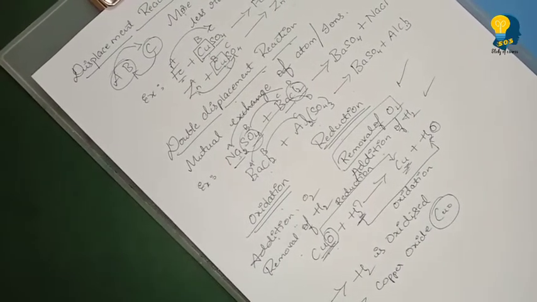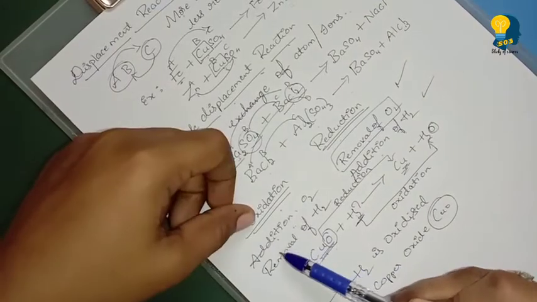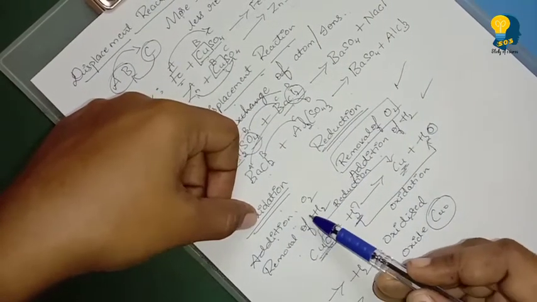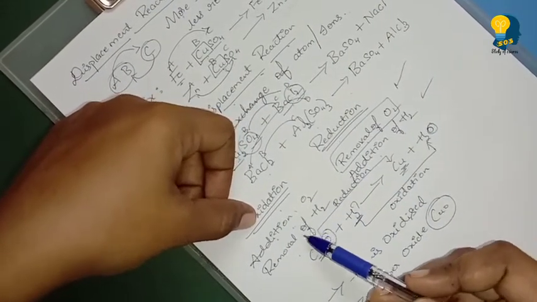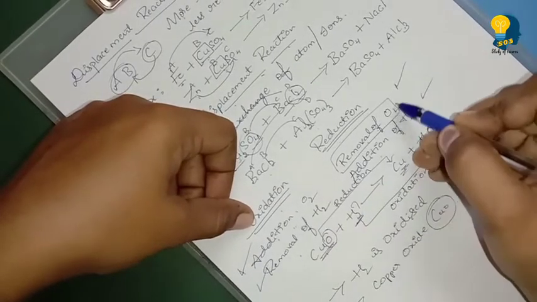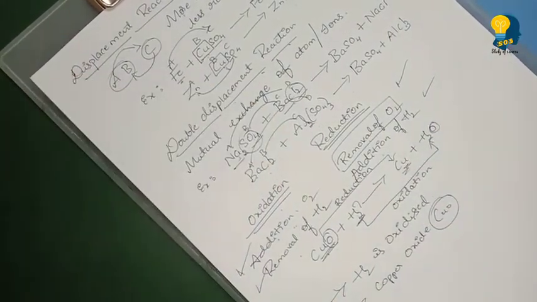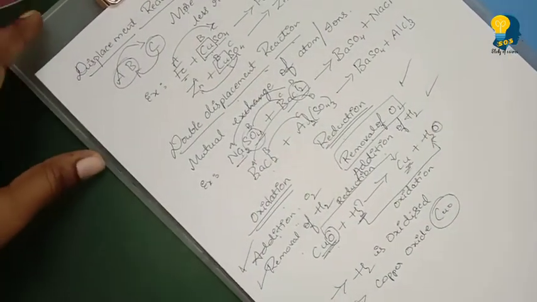The only thing you have to know is how we can identify that it is oxidized, and how we can identify that it is reduced. Know this. It's very easy. If you know this, it is very easy to understand. Clear?